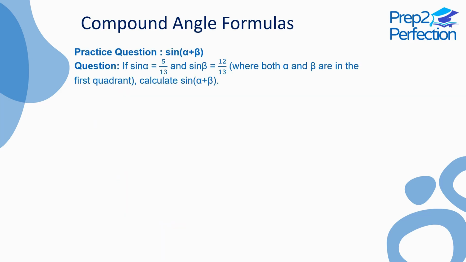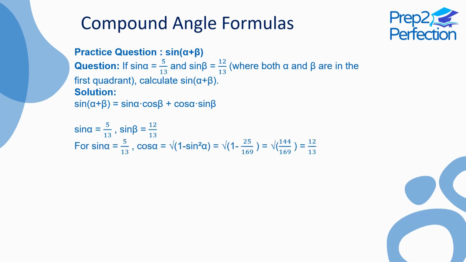If sine A equals 5 over 13 and sine B equals 12 over 13, with both A and B in the first quadrant, calculate sine (A plus B). We can do this as we know the compound angle. So it equals sine A times cos B plus cos A times sine B. Now we are given sine A, which equals 5 over 13, and sine B, which equals 12 over 13 in the question. Now we need to find cos B and cos A.